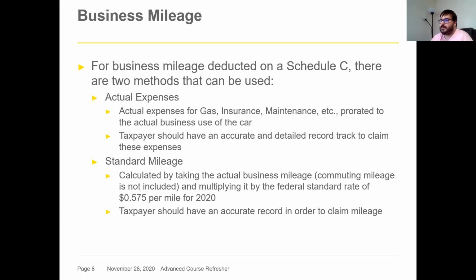What we usually advise people to do is just use the standard mileage: take whatever mileage you actually engaged in that you can consider business, so no commuting, and multiply it by the 57.5 cents per mile that they have for 2020 and be done with it. It's easier to prove than actual expenses. People might guess, oh, I put $50 of gas a week. Well, that's great. Do you have receipts? No, then that's a problem.